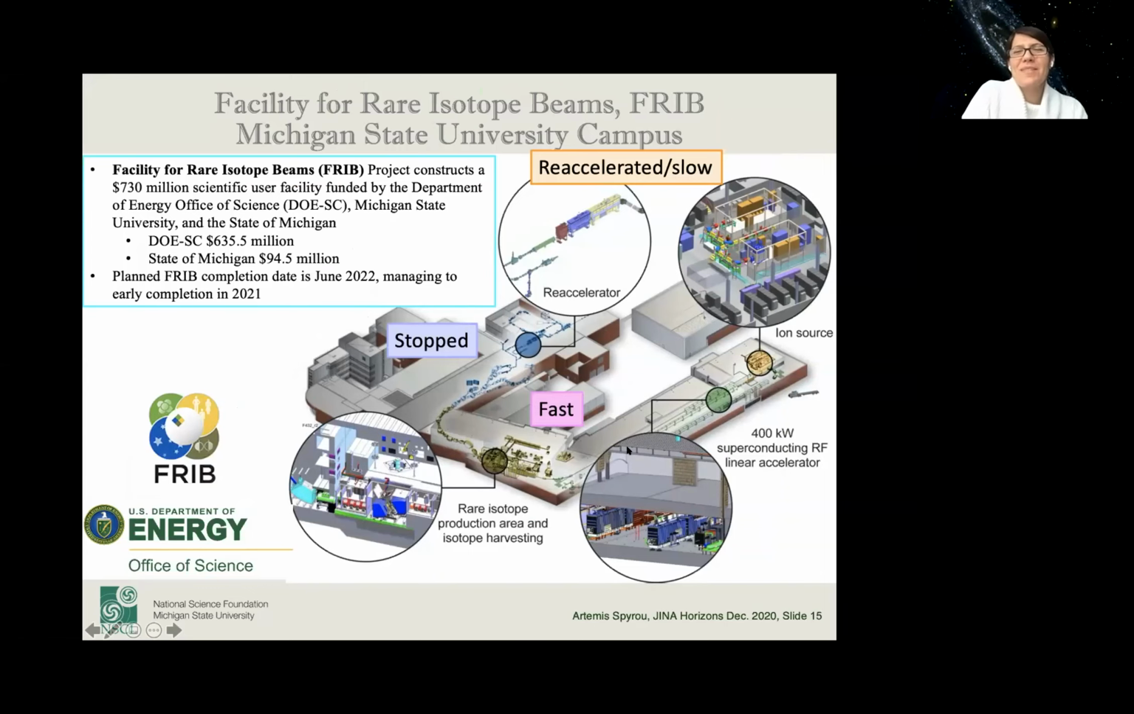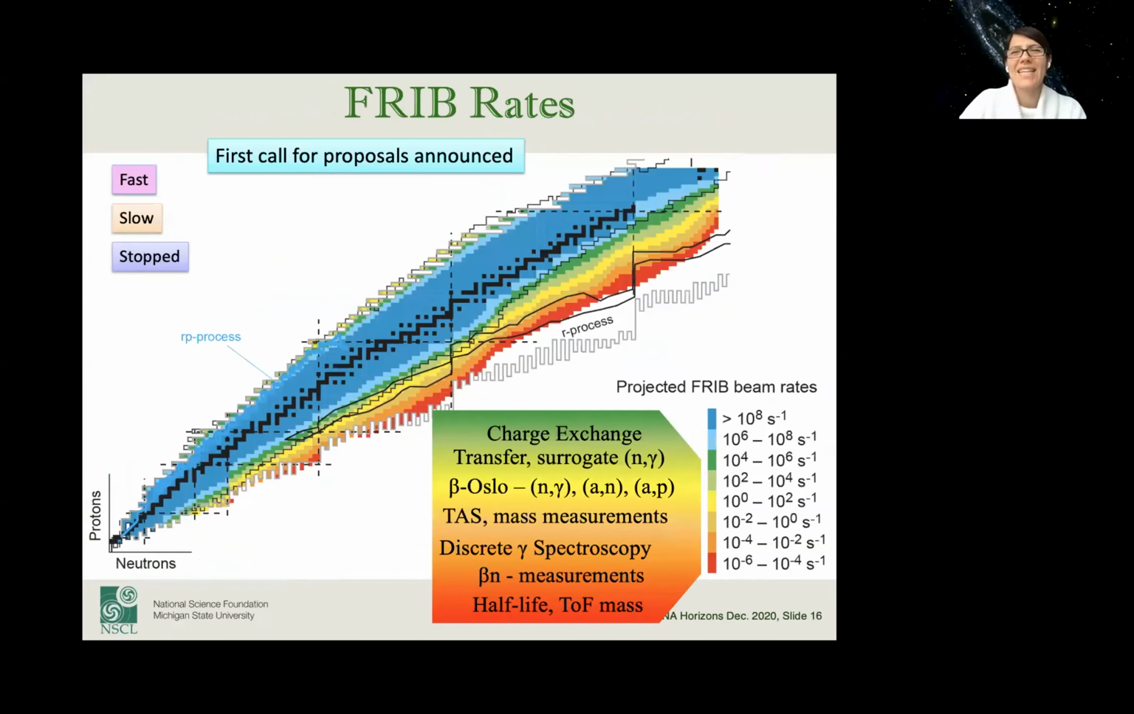FRIB is the next generation radioactive beam facility in the US. I'm sure you've all heard about FRIB before, but the exciting thing is that it will give us access to all of these radioactive beams far from stability, going almost to the neutron drip line for most of them. The first call for proposals was announced, so if you're interested in running experiments, you can contact anyone at FRIB or anyone in the community, really.